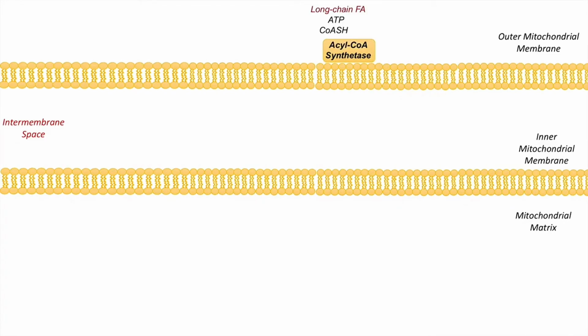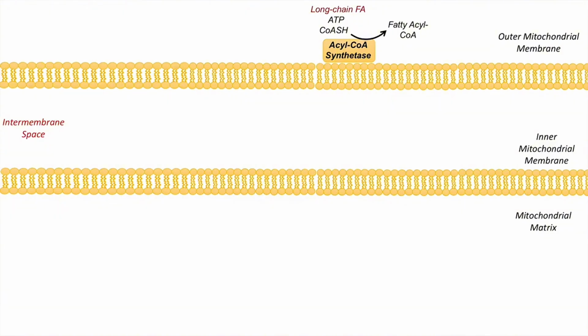So it all starts with a long-chain fatty acid. Once we bring a long-chain fatty acid into the cytosol of a cell, it can be acted on by an enzyme known as acyl-CoA synthetase. This enzyme is located at the outer mitochondrial membrane, and it utilizes a couple of cofactors: ATP and CoASH. It essentially adds a coenzyme A group to the long-chain fatty acid, and it activates the fatty acid.